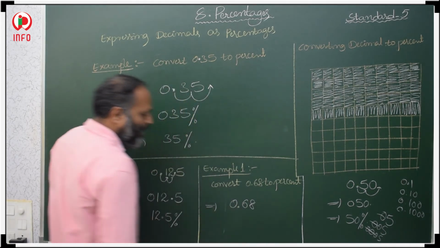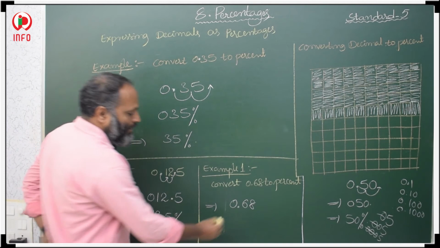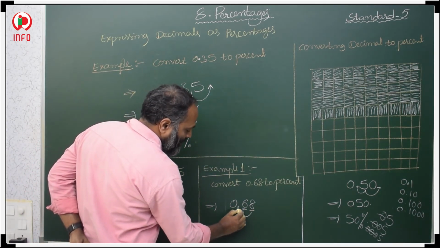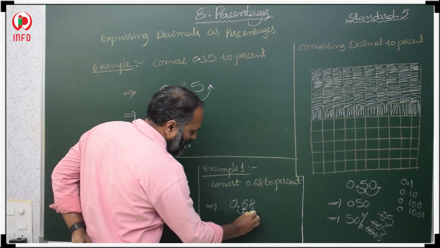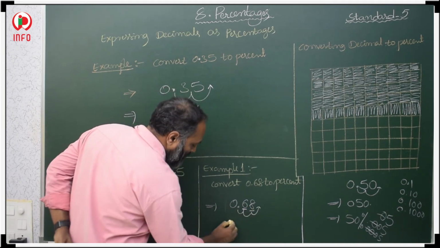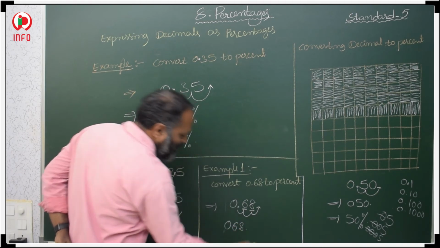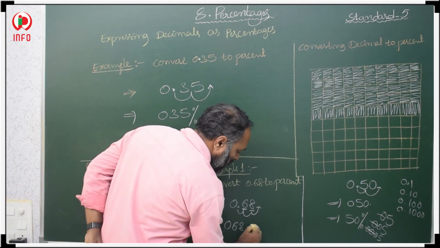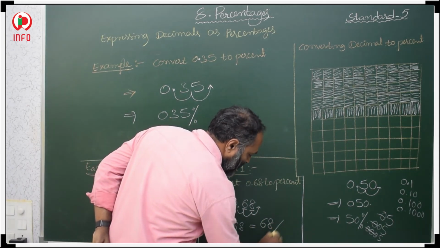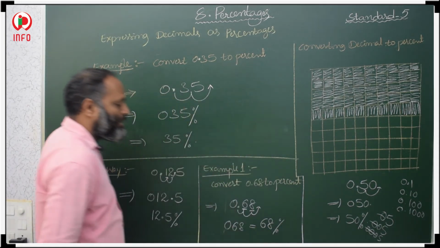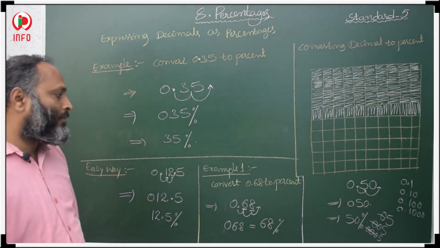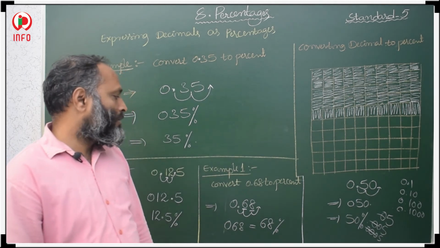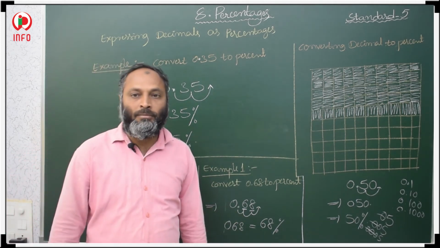Here, the decimal 0.68, how do we convert it into a percentage? This is the first place, this is the second place. After the second place we keep the decimal point. 0.68 point. After a numeral, no need to keep that point. 0.68 means 68%. This is the method to change decimals into percentages.